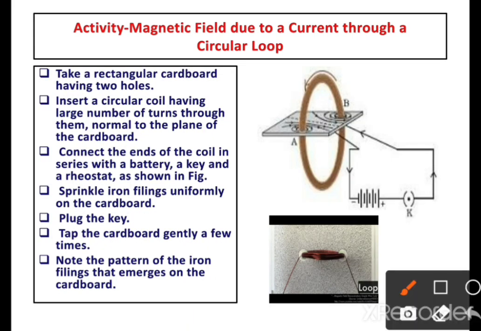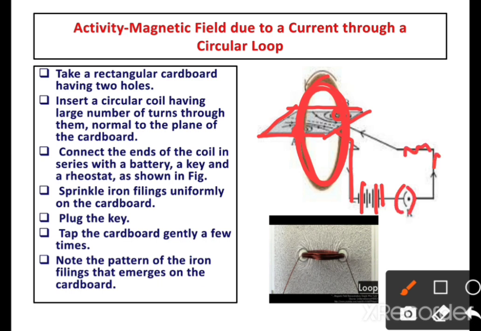You have to take a rectangular cardboard. See, this is a rectangular cardboard. This is an activity, and it has 2 holes. Insert a coil having n number of turns. This coil has n number of turns. You have to insert it into the cardboard. Connect the ends of the wire to the battery, key and rheostat. Here the rheostat is missing, but you have to connect it.